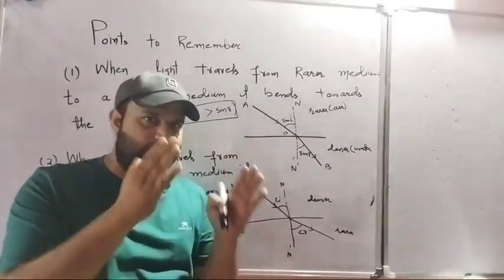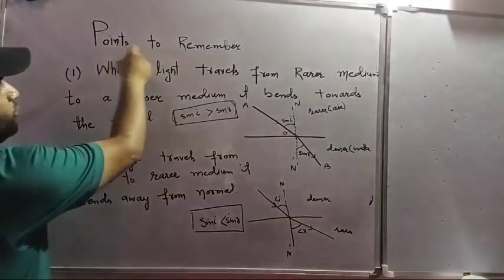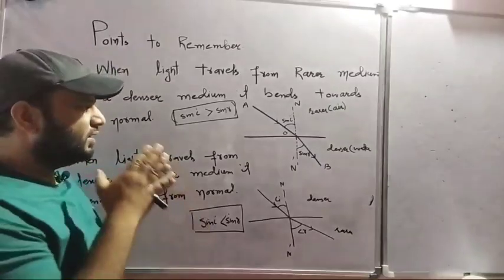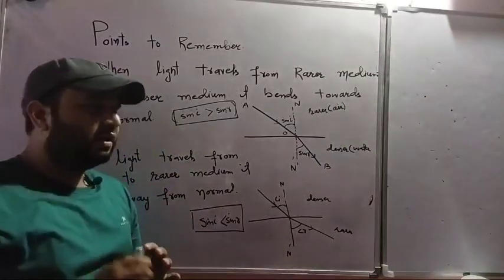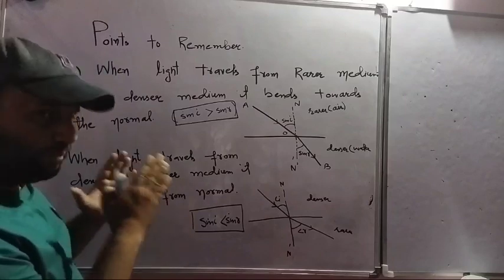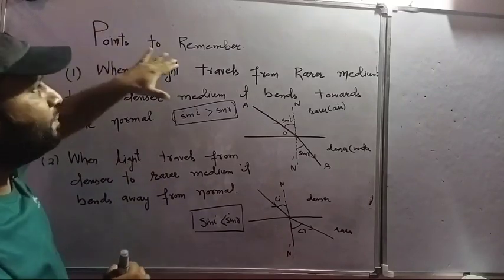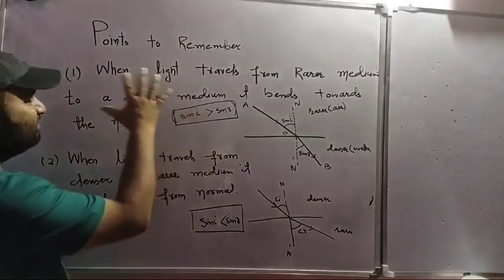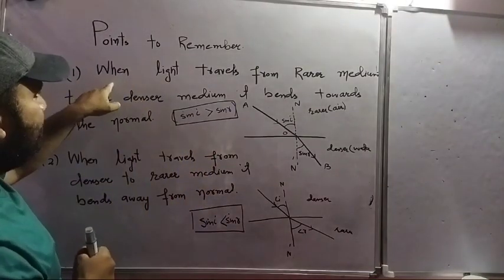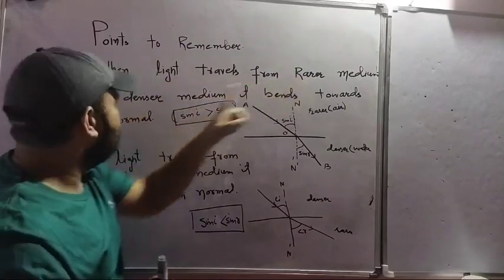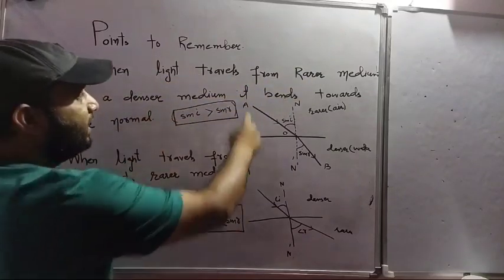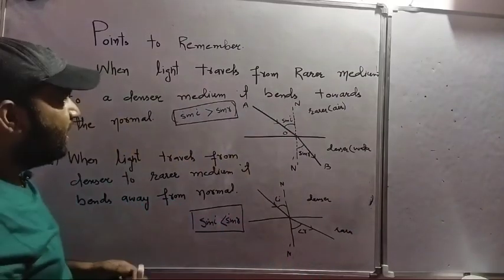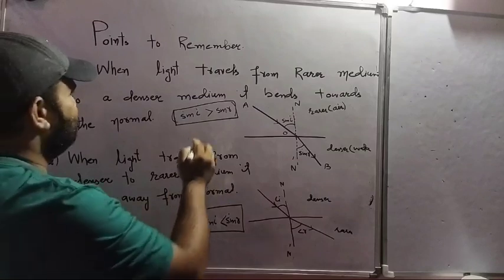Okay, now today's lecture is points to remember. Since we are dealing with refraction, there are certain points that you have to keep in mind. On the board, you can see two important points. What is the first point? You can clearly see that when light travels from a rarer medium to a denser medium, it bends towards the normal. This is a very important point, beta. It is always asked in your examination.